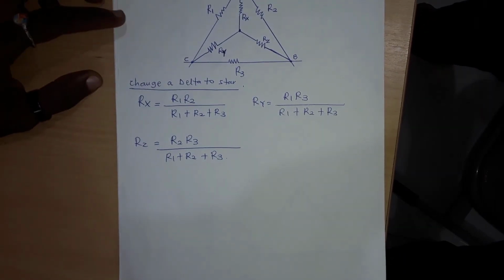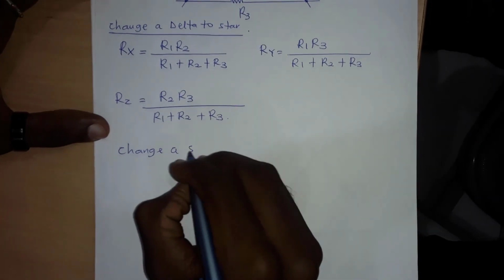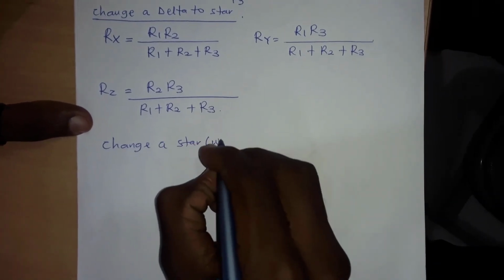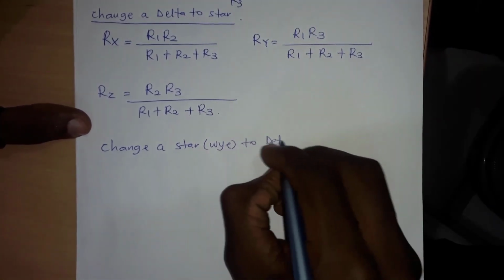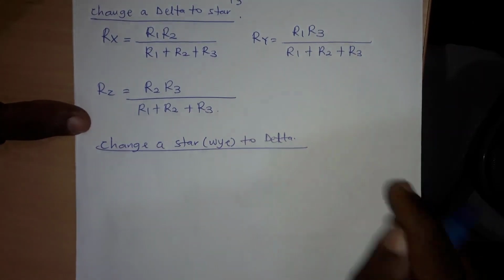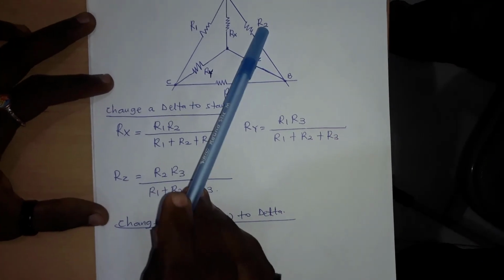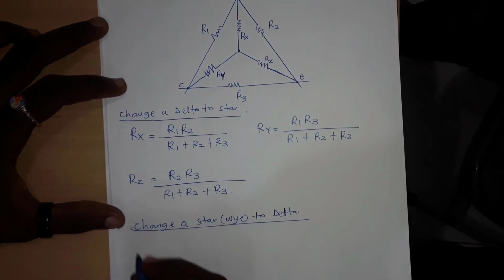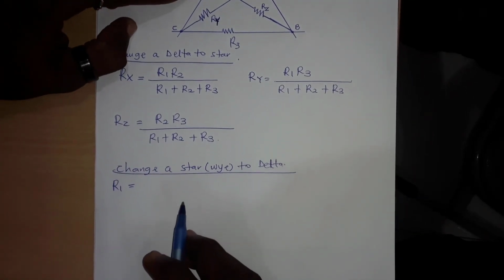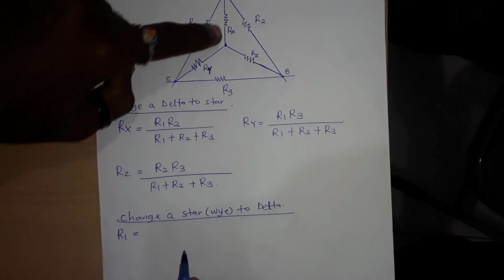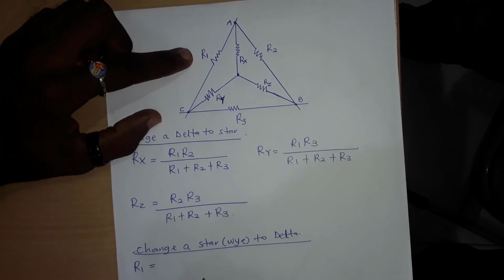Right. So what if we want to change a star, or Y, to a delta? A star is also called Y. This means we have to find R1, R2, and R3. So let's start with R1. If you want to find R1, look at the resistors facing R1. In this case, Rx and Ry are facing R1.